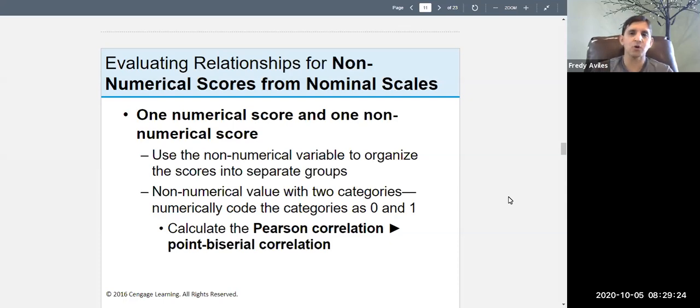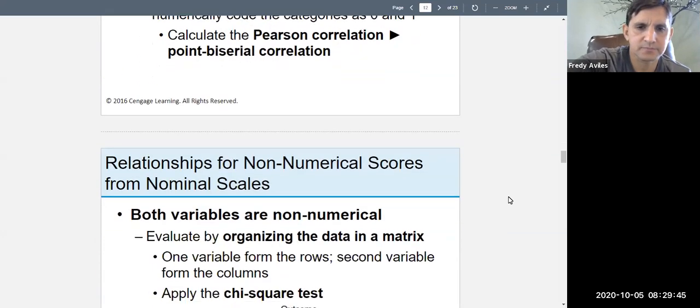So if you have a categorical variable where you have male, female, one gets a 0, one gets a 1, and the other variable is already a number, now you have both of them as numbers, and now you can do the Pearson correlation, but you have to do a form called the point biserial correlation. Okay, so that's just statistics.